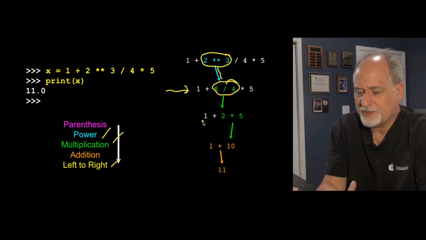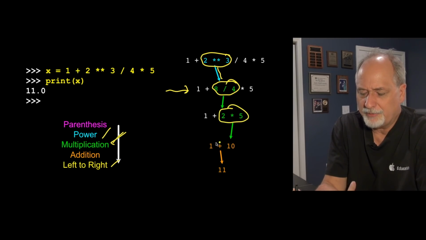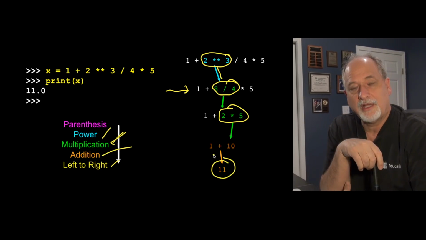To be 2. 1 plus 2 times 5. And this one, multiplication, is the top one. So that does this next. 2 times 5 becomes 10. I rewrite it again. And then 1 plus 10, addition, is the lowest thing. And that's how we end up with 11.